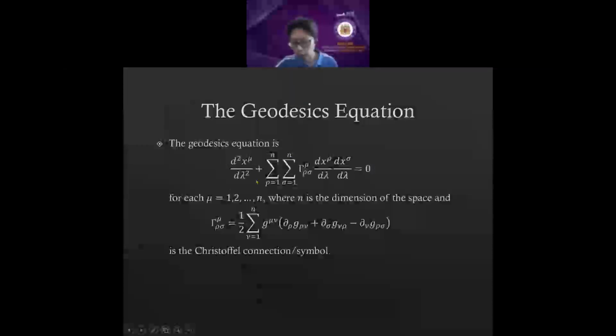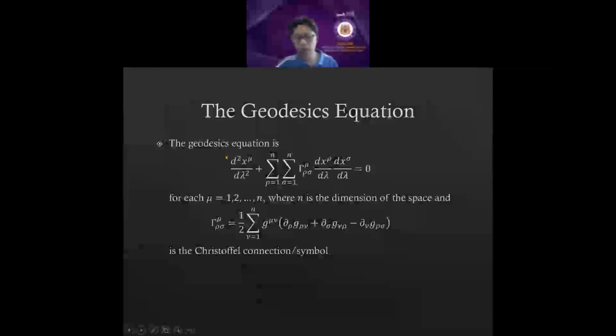So this is the geodesic equation, and this symbol over here, this gamma with mu, rho, and sigma, is what is known as the Christoffel connection or Christoffel symbol. In GR, it takes this complicated form. You can already see how many summations appear, right? This is why we would prefer to use the Einstein summation convention. Otherwise, you're going to have to keep on writing this summation symbol.